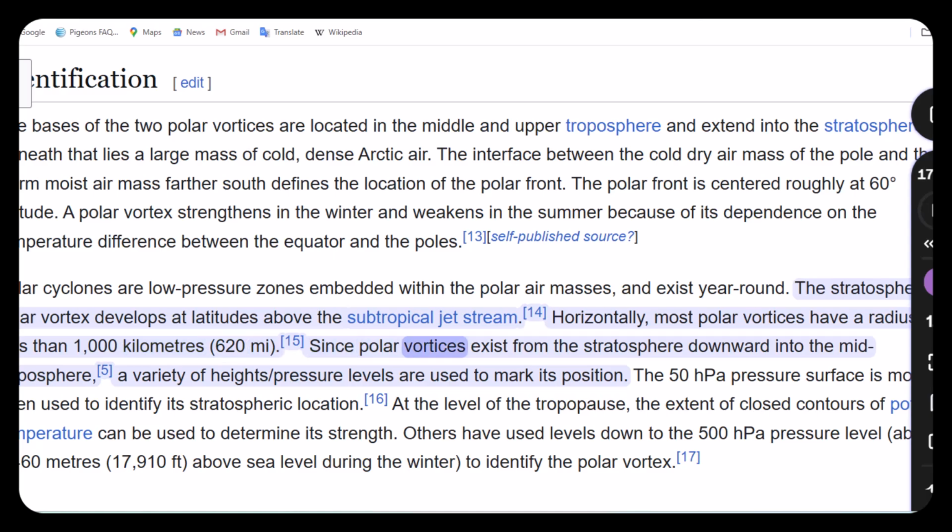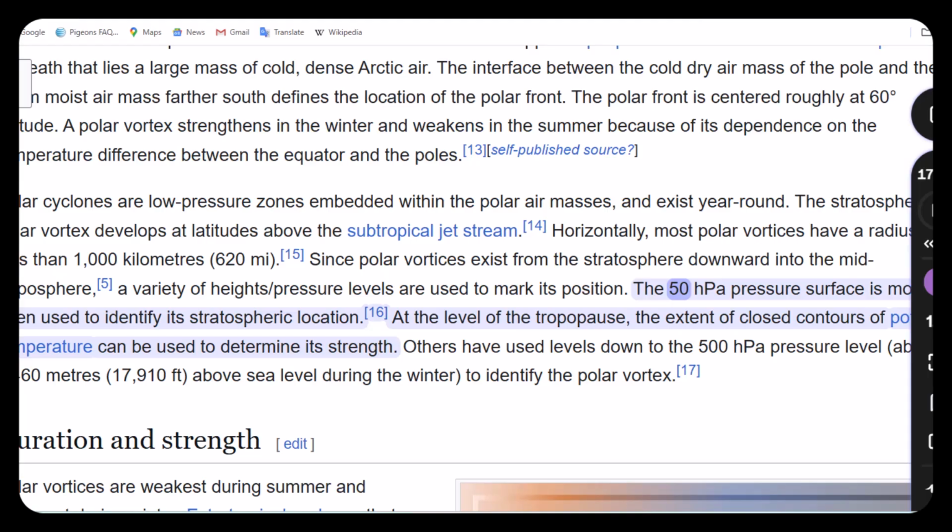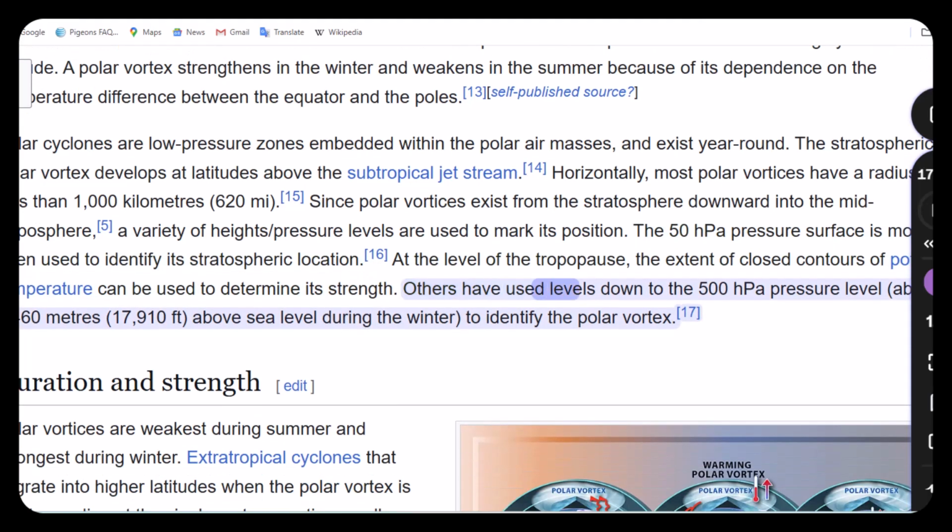Since polar vortices exist from the stratosphere downward into the mid-troposphere, a variety of heights, pressure levels are used to mark its position. The 50 hPa pressure surface is most often used to identify its stratospheric location. At the level of the tropopause, the extent of closed contours of potential temperature can be used to determine its strength. Others have used levels down to the 500 hPa pressure level, about 5,460 meters, 17,910 feet above sea level during the winter to identify the polar vortex.